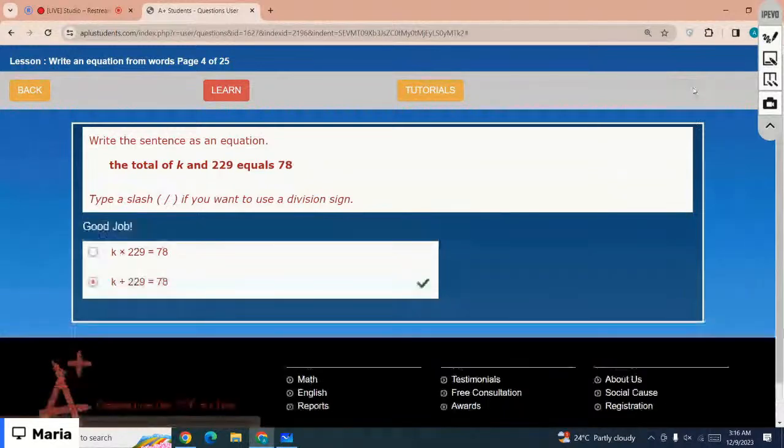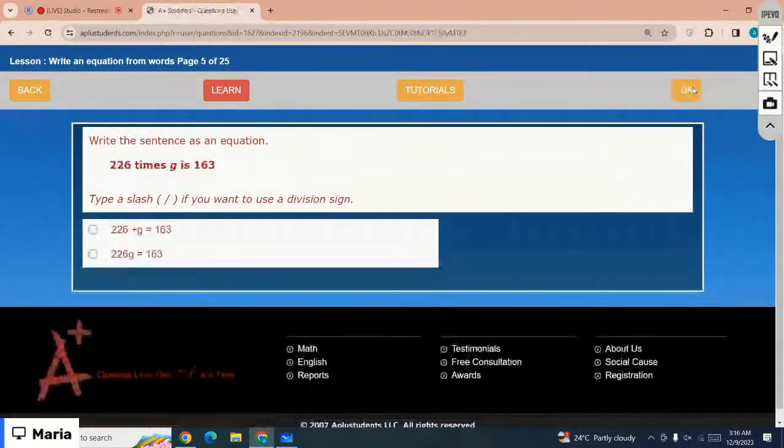Just understand the words and it will be very easy for you, right? Okay, the next one is 226 times g is 163. So which is the correct option? That is option number two. 226 times G equals 163. That is the second one is the correct option.